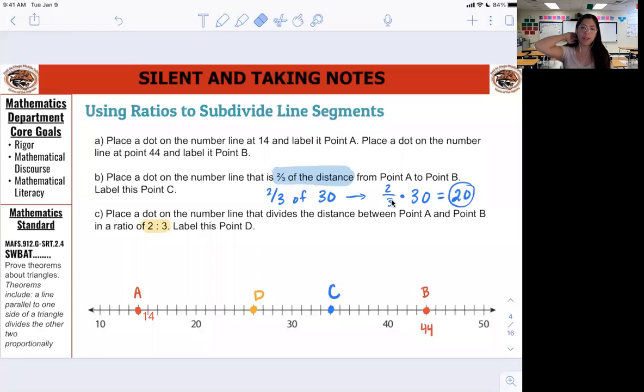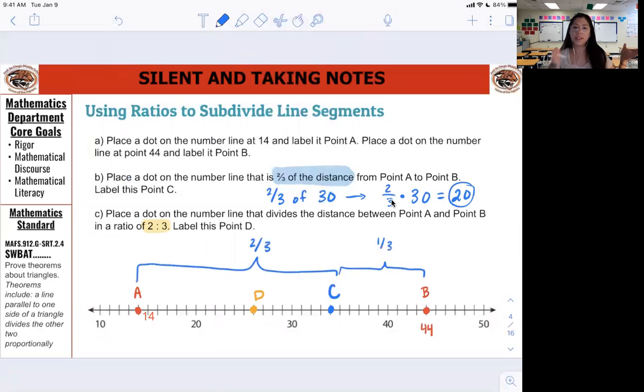I wanted to make sure that we did it again just to make sure we understand what is going on. And what I also want to point out is, take a look at what happens. Let's just look at A to C, and then C to D. From A to C, that's 2/3. From C to B, that's 1/3.